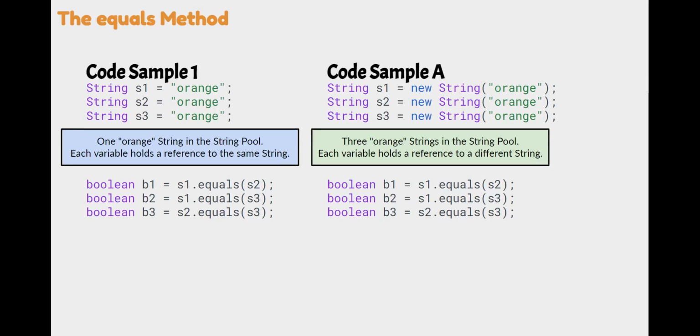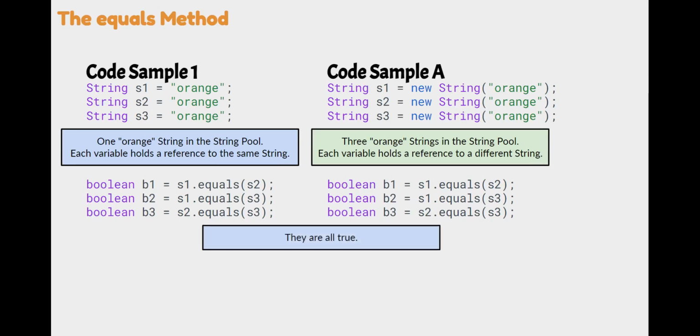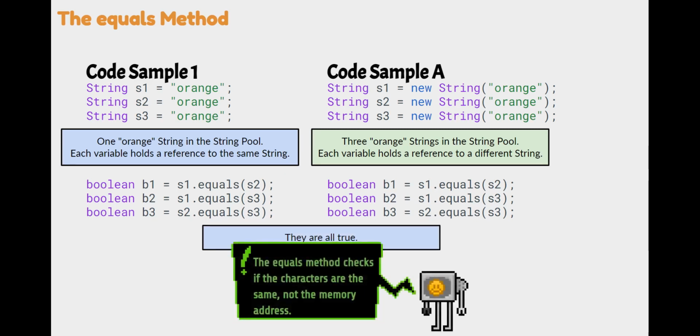What happens if we compare those and see if they are equal? Well, all of these are going to evaluate to true. The equals method checks if the characters are the same. It doesn't check if the memory addresses are the same. It just goes through character by character and sees if all the characters are equal.